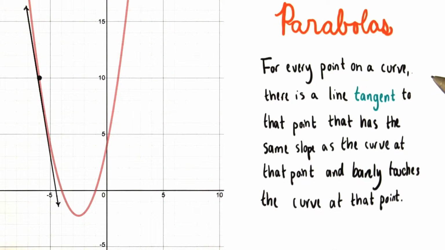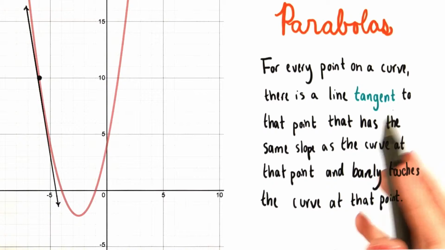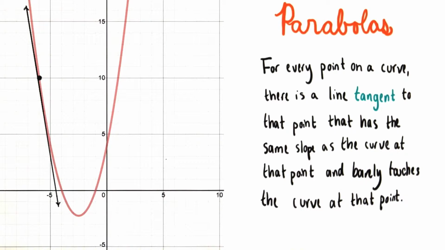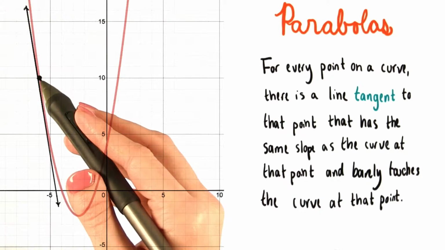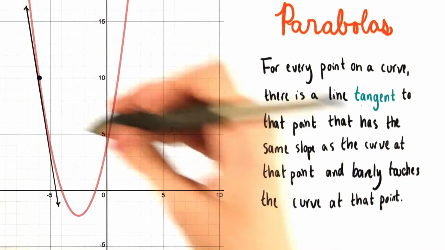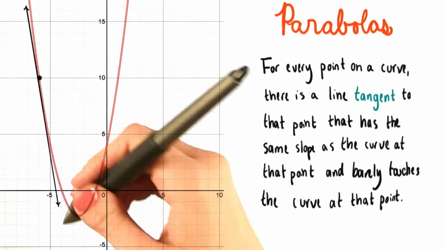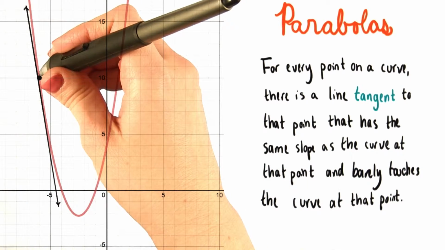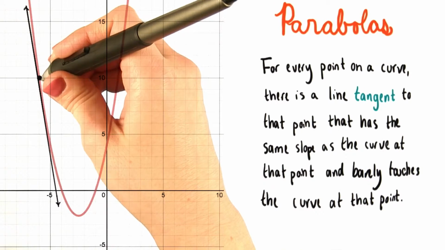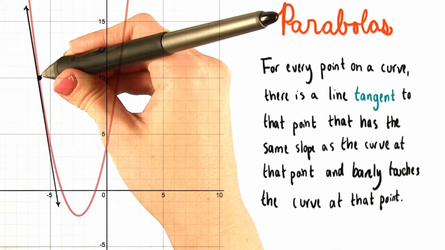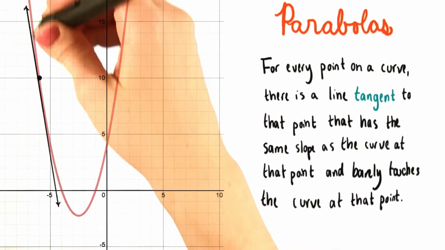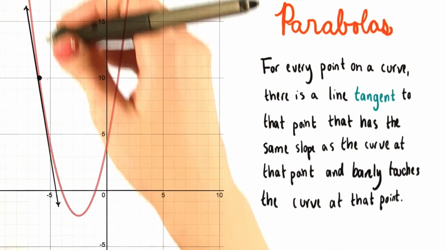So for every point on a curve, we can say that there's a line tangent to that point that has the same slope as the curve at that point and barely touches the curve right there. It's actually really hard to draw an exact tangent line, but this is a pretty good approximation. If we pick 2 points that are infinitesimally far away from this point, or in other words, 2 points that are as close as we could possibly pick to this point that we're interested in, we can draw the line connecting those 2 points and then extend that line to end up with the tangent line.